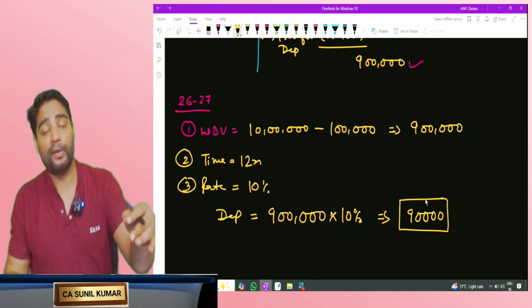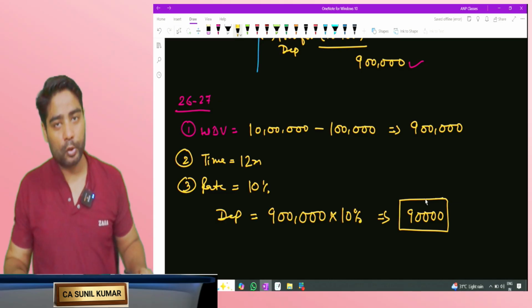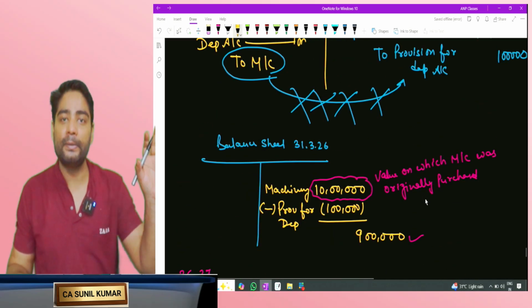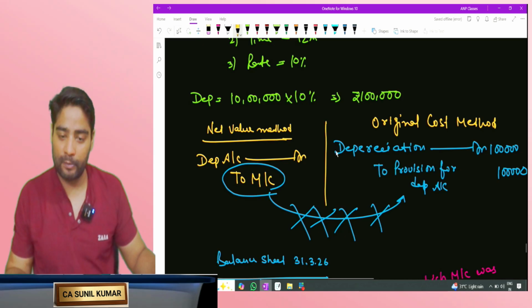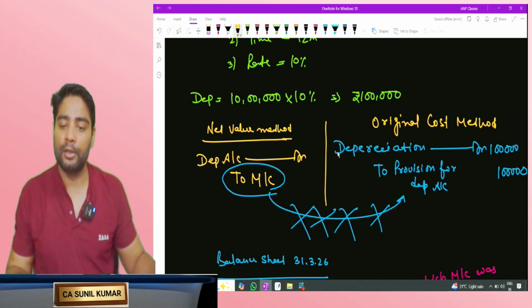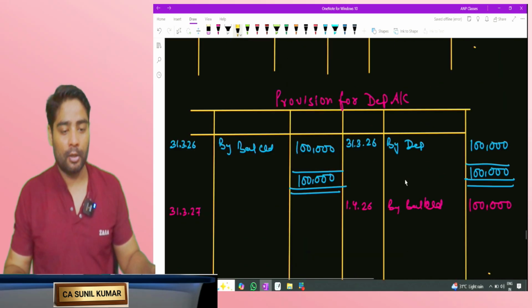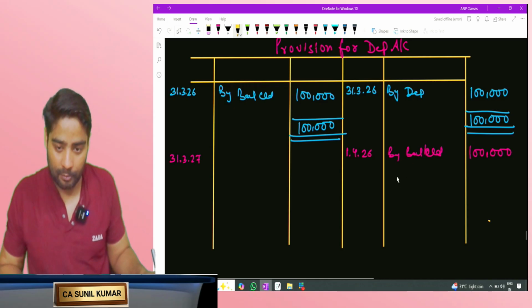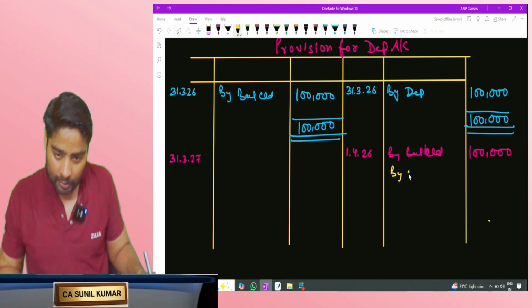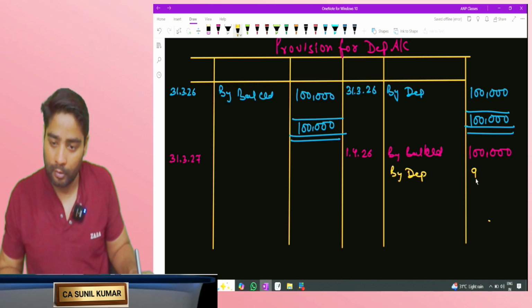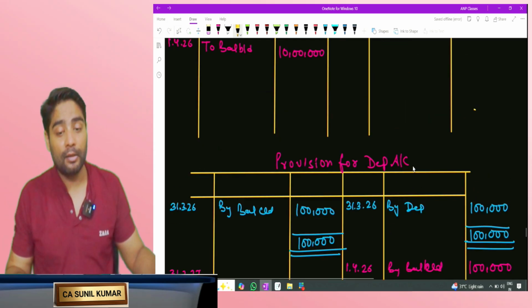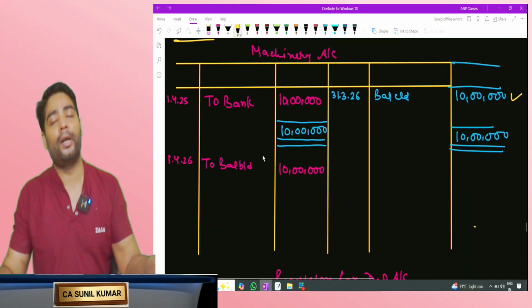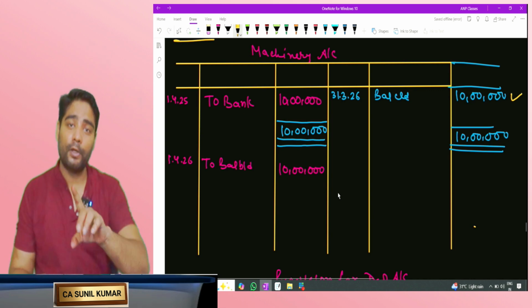Okay. Now we have to record this depreciation in the books of accounts. What will be the entry for recording depreciation? The entry will be: depreciation account debit to provision for depreciation. Now we shall write by depreciation. What is the amount, sir? 90,000.